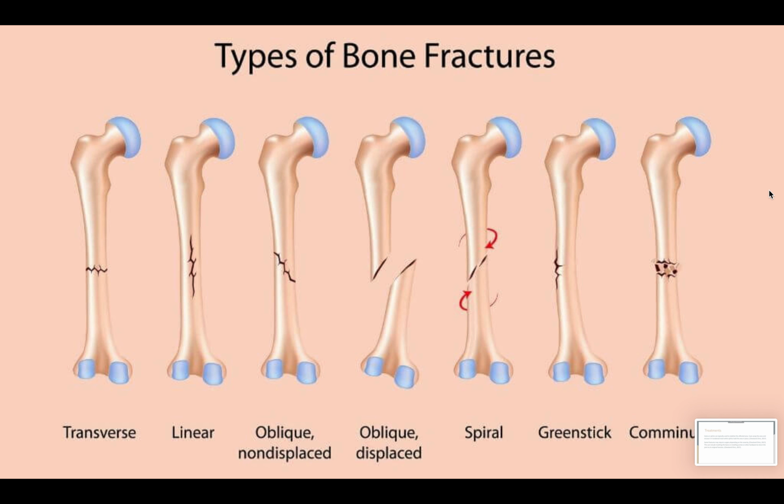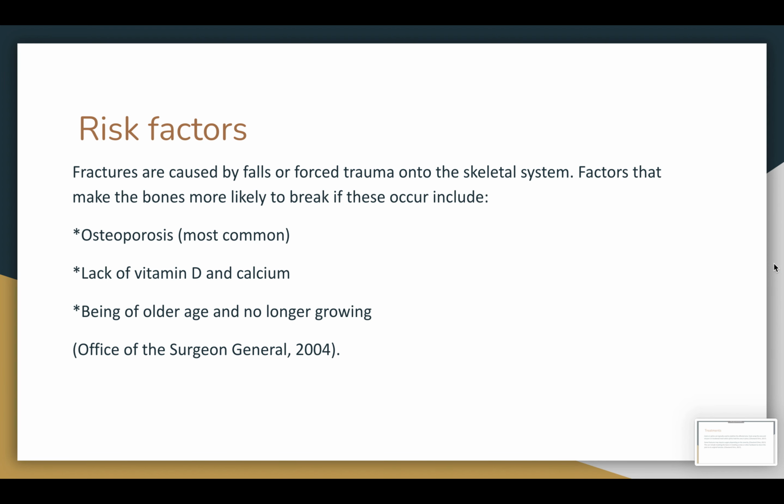As you see, I have a transverse and linear. We have transverse, which is one of the breaks here, oblique linear, which is like a hairline, oblique displaced, spiral, greenstick, which is the bending, and comminuted, which is the shattering.